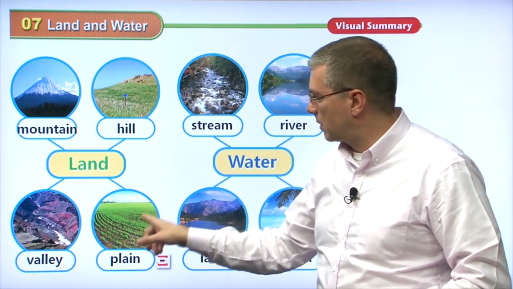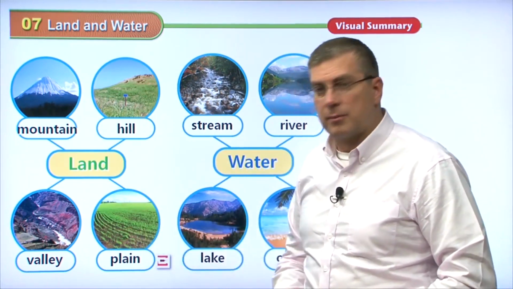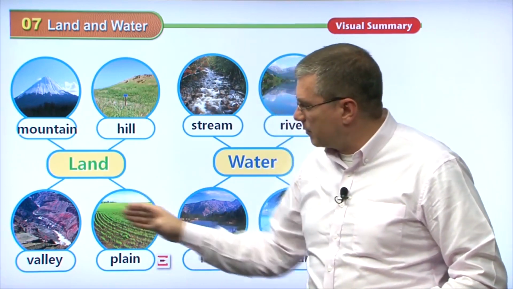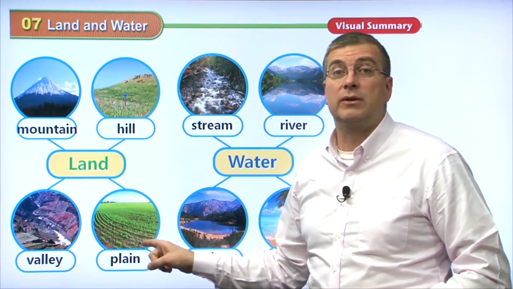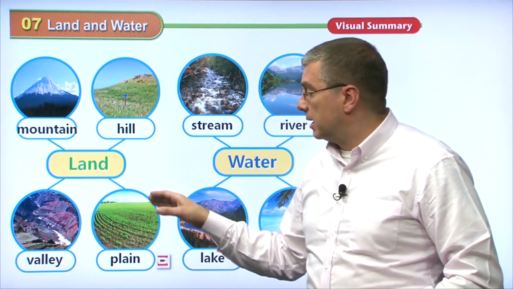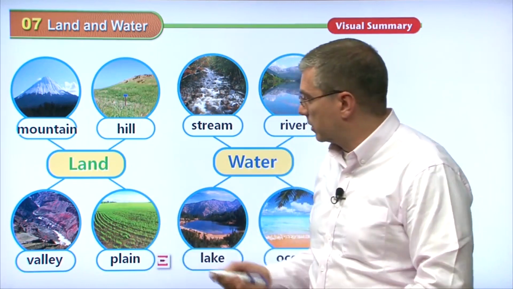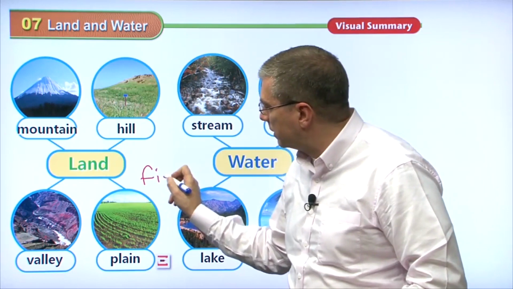Okay, let's move on down around our chart here. Over here we have a plain. Now this is an interesting looking plain. Actually, it looks like a farmer has planted some type of crop on this plain. We could also call that a field in that case. A farmer will plant crops in a field, right? But plains and fields are very similar. So another word in this case that we could use is a field.